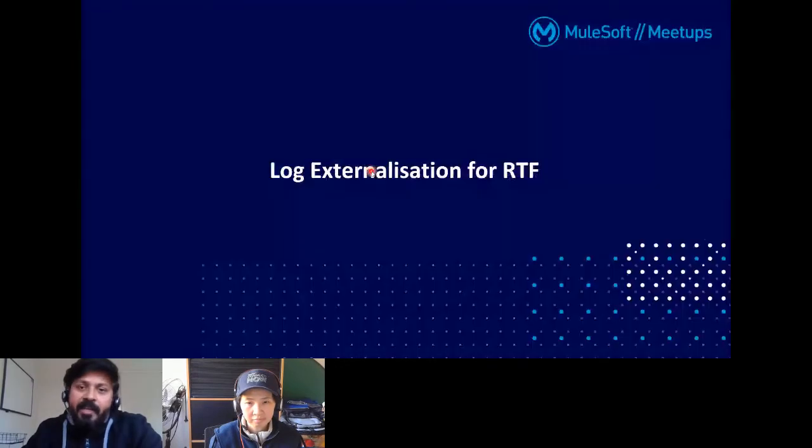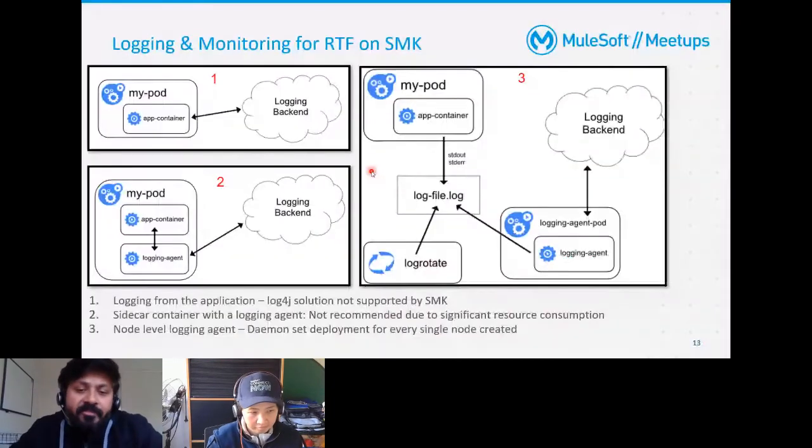Let's look at log externalization options next for RTF. As I mentioned before, Runtime Fabric on self-managed Kubernetes doesn't have logging out of the box. For a Kubernetes cluster, there are three common approaches when it comes to logging. The first option is that the application within the pod itself can communicate directly with the logging backend. But like I said before, this is not available with self-managed Kubernetes, so we need to explore the other options.